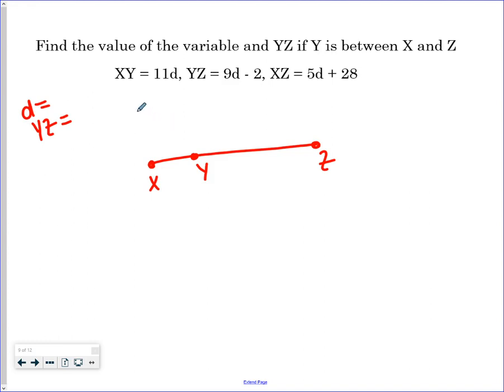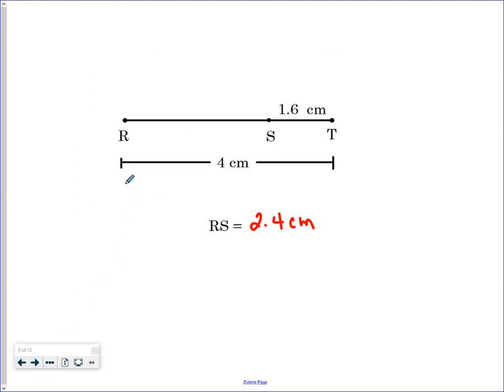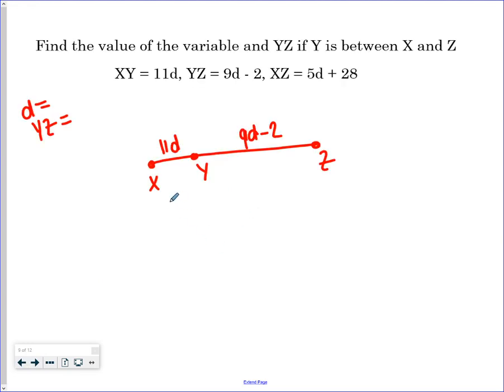So now we're going to label everything. XY is 11D. YZ is 9D minus 2, and the whole thing, XZ, is 5D plus 28. If you're trying to label the entire line segment, you can do it like this if you'd like to. That's what your book typically does. I don't like to draw it that way. That's hard for me, so I just do something like this. You do what works for you. The picture isn't the answer. The picture is to help you get there, so whatever you're comfortable with is what I want you to do, okay? So this whole thing is 5D plus 28.